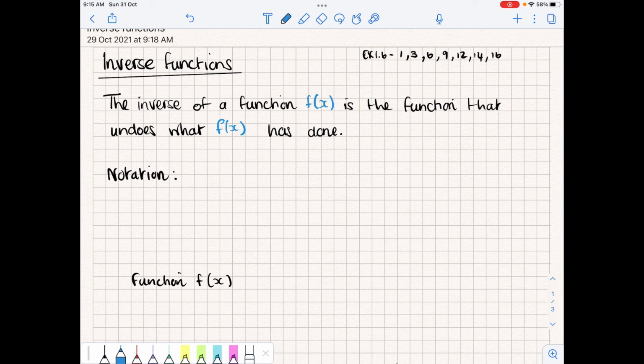And the notation that we use to identify the inverse function, so if we have the function and we've called our function f of x, then the inverse function is f to the -1 of x. So that's how we notate that we're talking about the inverse function.